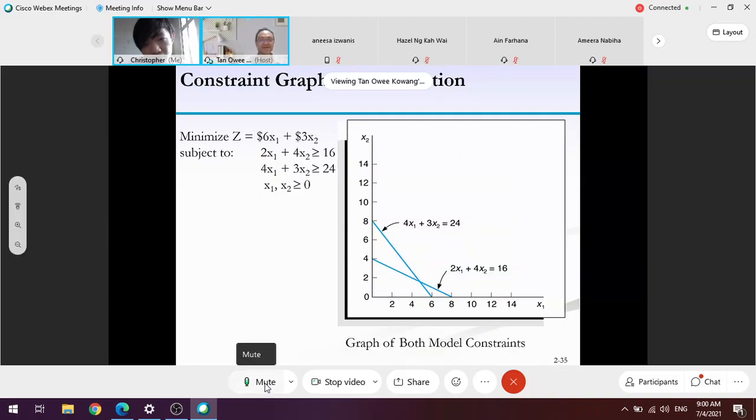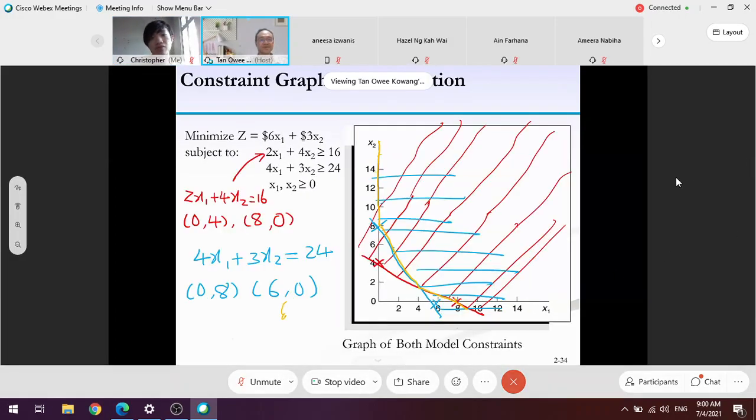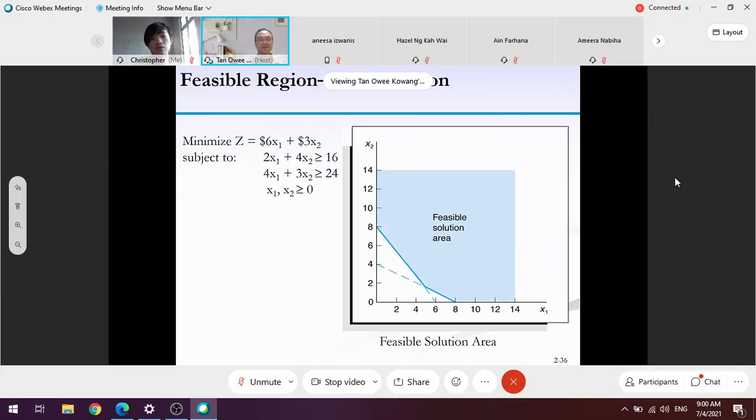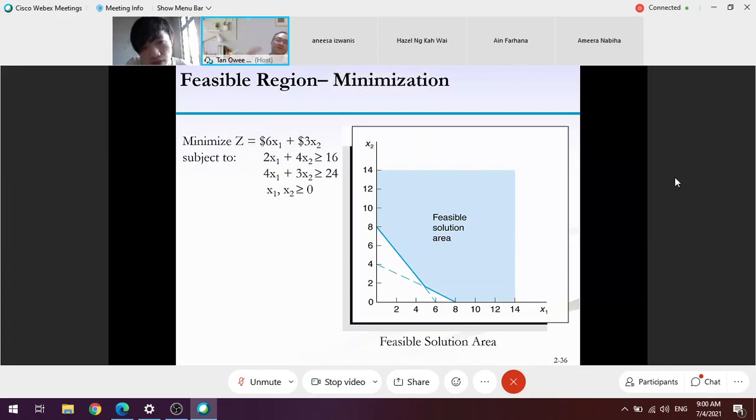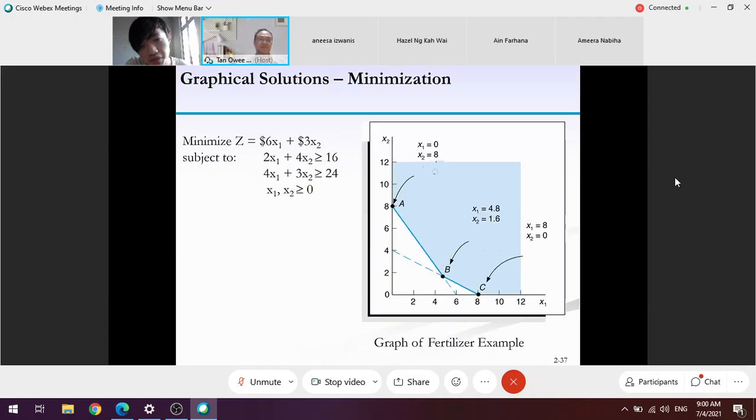This slide I didn't show how to calculate it, but it's okay because we are recording. You can use the point method, point by point. In this case, you have 0, 0; 0, 8; 4.8, 1.6. Any questions before I proceed?